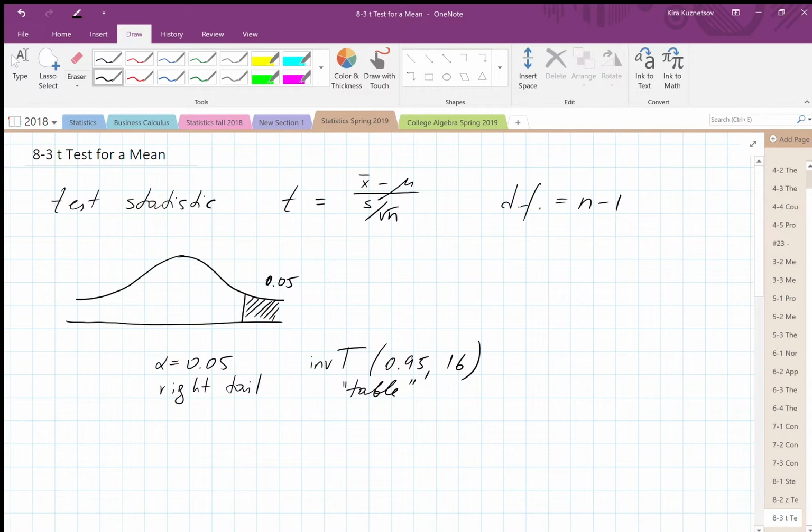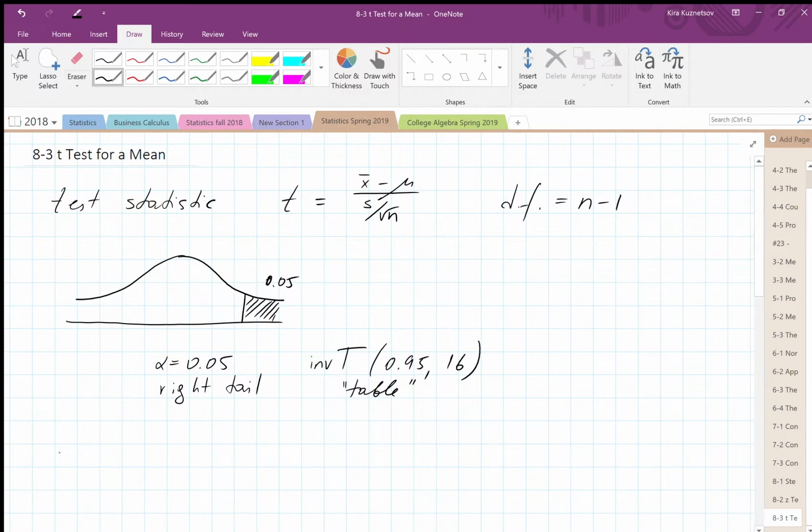If you do not have an inverse t function on your calculator, it is possible to avoid finding the critical value. All you're going to do is use a p-value method rather than a traditional method when looking at the hypothesis testing.